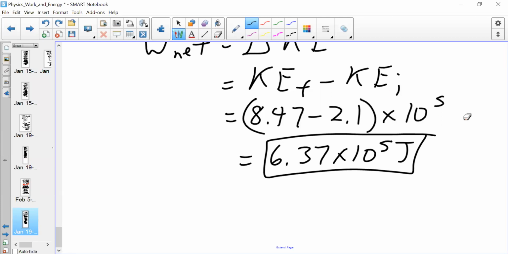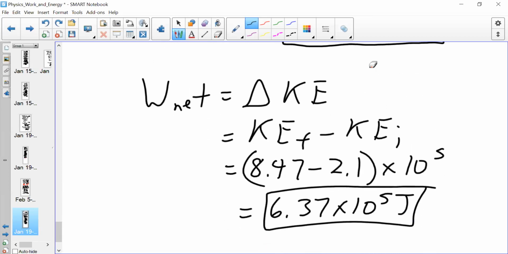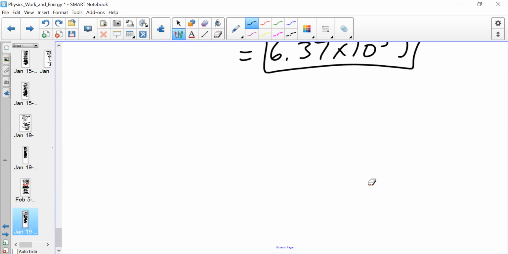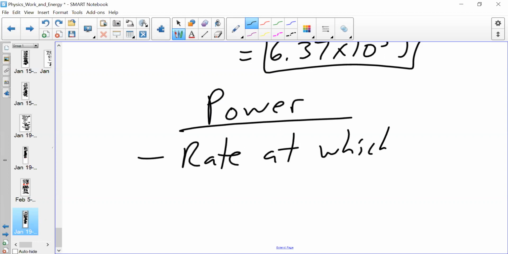All right. Everyone all right with that? Work is the change in kinetic energy. So let's end off our day by talking about this concept of power. Let's see if we can summarize, make things simple. Power is basically the rate at which you use energy.